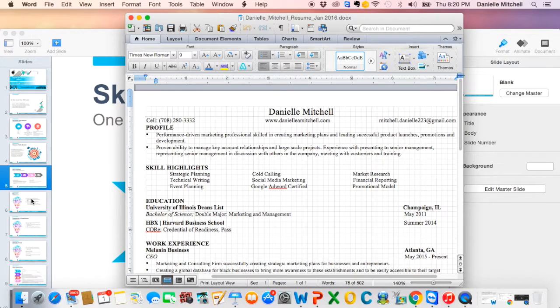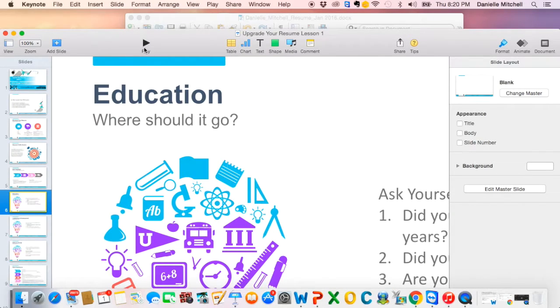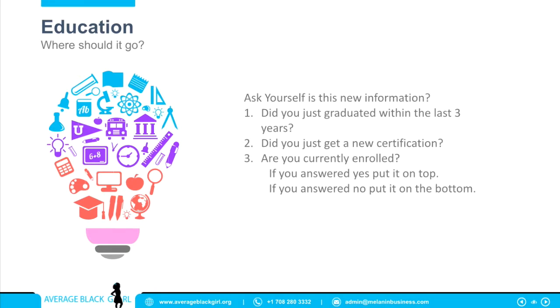Now we're going to go to education. Where should it go? Now, it should go different places for different people. Ask yourself this: is this new information? If this is new information, if you just graduated in the last 3 years, put it up top. It means something because this is a new skill. One, that's important for people to know that you are a new hire. A lot of initiatives are to hire new recent graduates, so you need to put that out there.